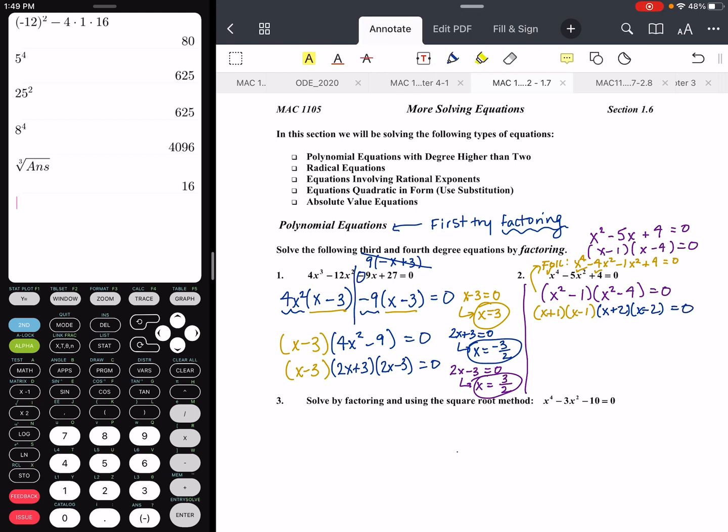So this gives me 4 solutions. From my first factor, x plus 1, if I set that equal to 0, that would give me x equals negative 1. From my second factor, x minus 1 equals 0 would give me x equals positive 1. From my third factor, if x plus 2 equals 0, then x would equal negative 2. And then setting x minus 2 equal to 0 would give me x equals positive 2. So I end up with 4 different solutions.